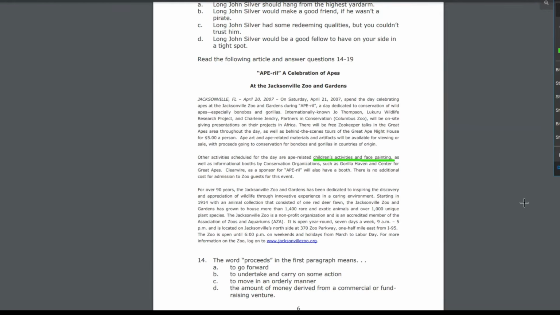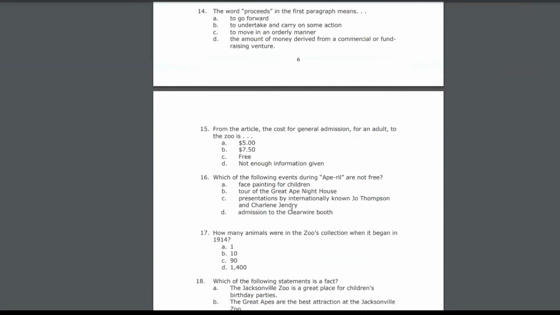The second one says the tour of the Great Ape Night House. Now if we go back to our first paragraph and we talk about that $5, right? It says as well as behind the scenes tours of what? The Great Ape Night House for $5 per person. So we know obviously that's where the money is being spent. So that's going to lead me to believe that that's my situation. I'm thinking that that's the answer, but again, we still want to confirm.